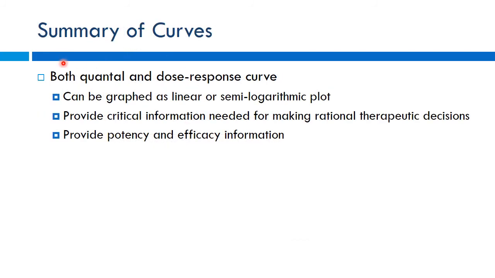Okay, so a summary of the curves. Both quantal and dose response curves are graphed as either linear or semi-logarithmic. Most often we use logarithmic or semi-logarithmic so that we can look at a wide range of doses we can administer, and they provide critical information so we can make a rational choice about which drug would be better for a particular patient. A lot of this is done on the background side and the drug manufacturing side, so by the time you get to your references, a lot of it has already been dealt with. But now you can understand why one drug might be dosed a certain way and might be a bad choice for your patient, versus another that is dosed a different way and might be a better choice depending on the toxicity.